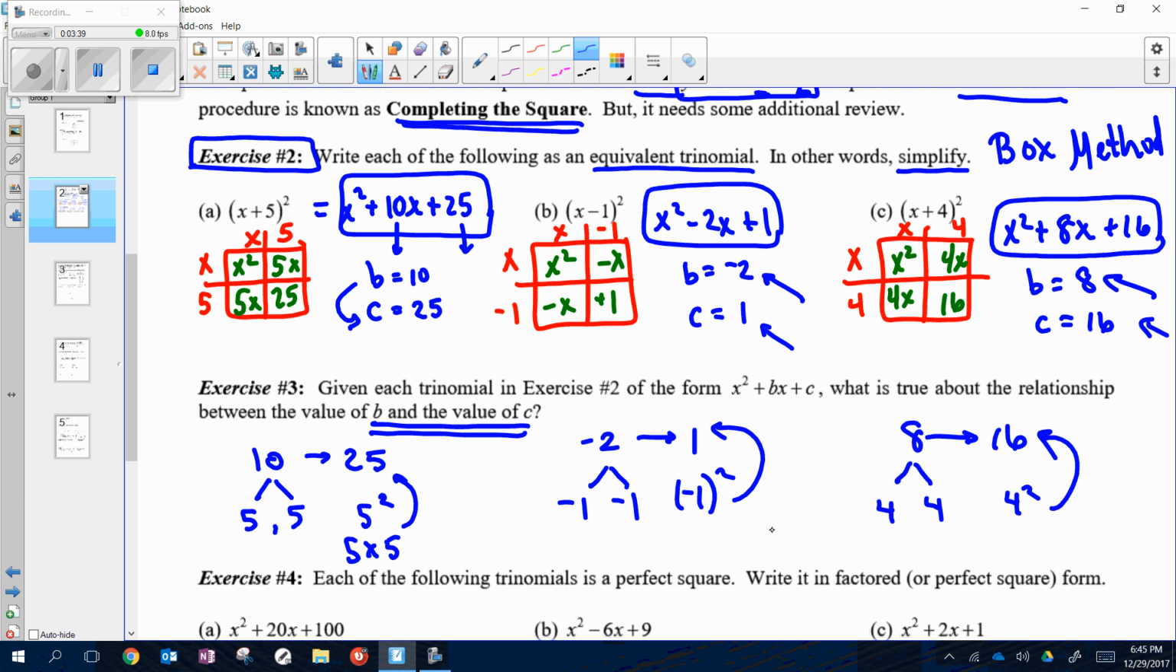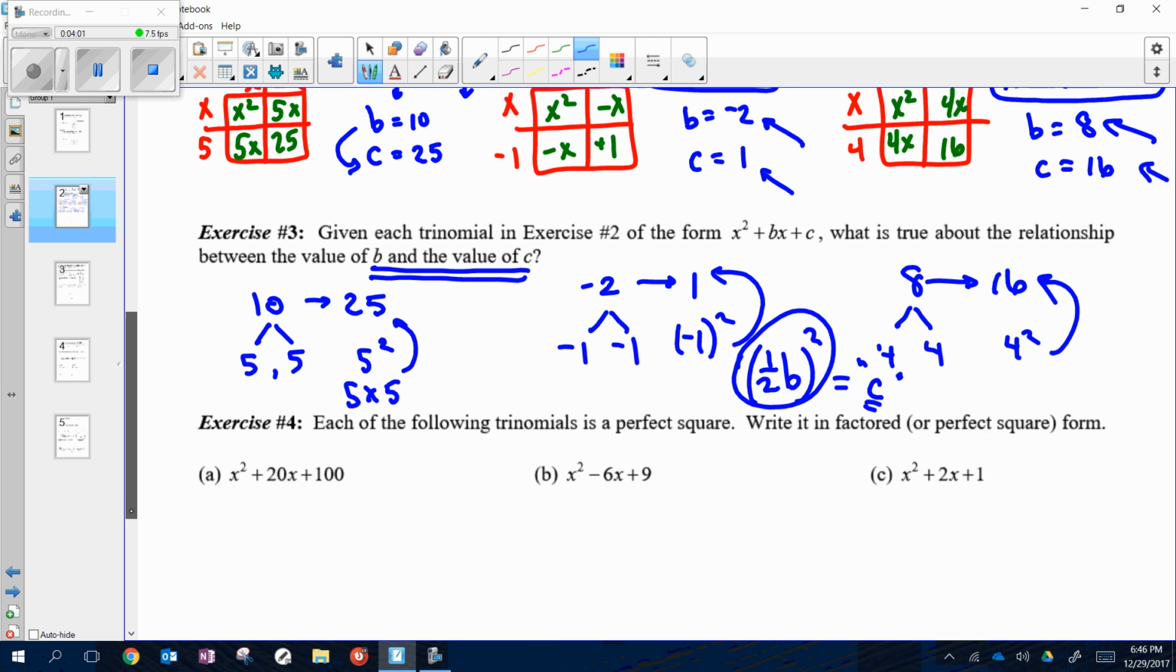So the relationship in a nutshell, I'm going to write that in this little box here. The relationship is take half of b and then square it, and that will give you the value of c. Take half of the b value, square it to get c.